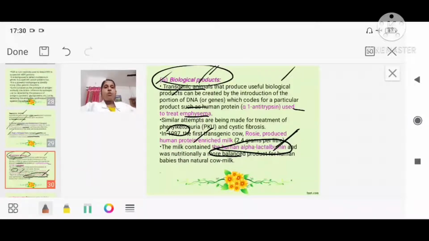And the rosy cow, where we are introducing this gene with the help of rDNA technology, and this transgenic cow is producing milk which is rich in this protein and can supplement mother's milk to some extent, not fully but to some extent. So that is regarding your biological products.